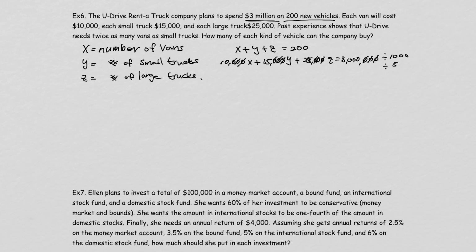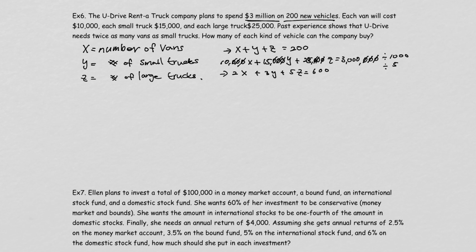When you divide that by 5, you will get 2x, because 10 divided by 5 is 2. 15 divided by 5 is 3. 25 divided by 5 is 5, and 3,000 divided by 5 is 600. So I just reduced those numbers. I have this first equation, and now the second equation.